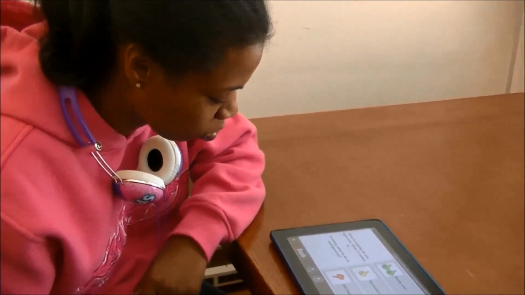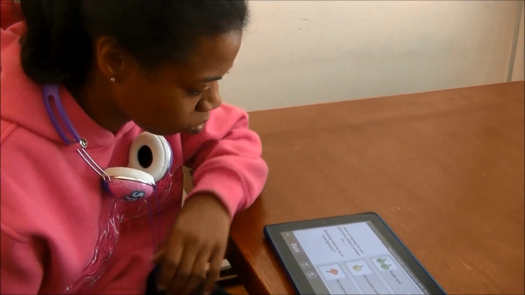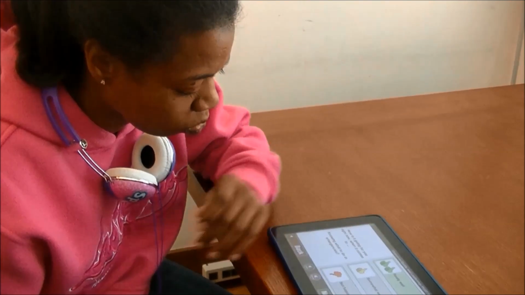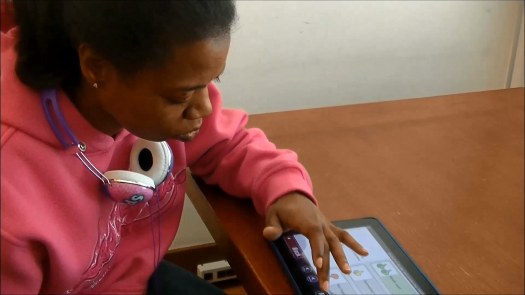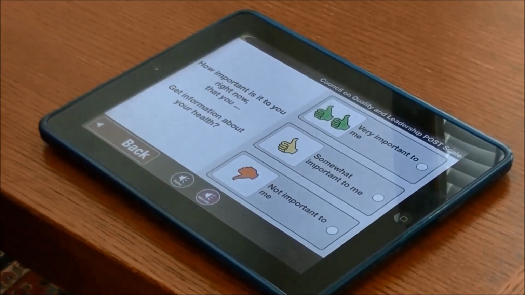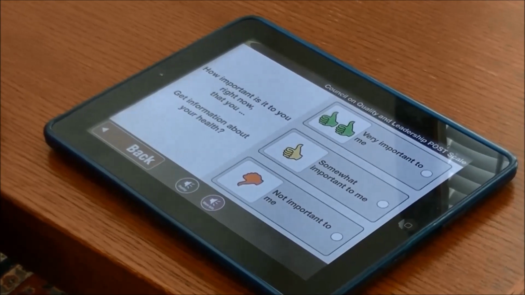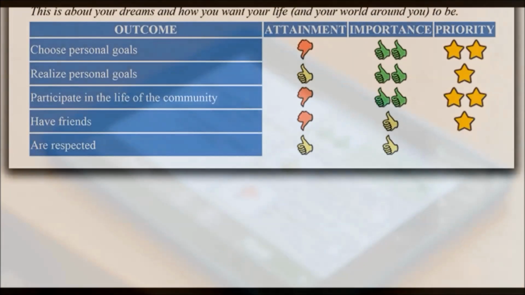Upon completing the survey, the individual has a user-friendly, one-page summary of their results, illustrating the importance of each outcome to them, how they are doing in achieving each outcome, and where their priorities are. This can both empower the individual as they enter the planning process and provide the support coordinator with valuable information to focus the planning process.